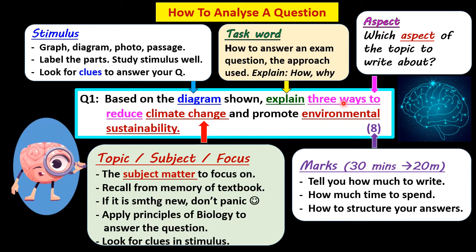Then maybe another 2 marks to start off by talking about the cause of climate change. Climate change is caused by what? Climate change is caused by global warming. And global warming is caused by what? The greenhouse effect, or the greenhouse gases, such as carbon dioxide. So link it all together, then you can relate that to the ways to reduce climate change.